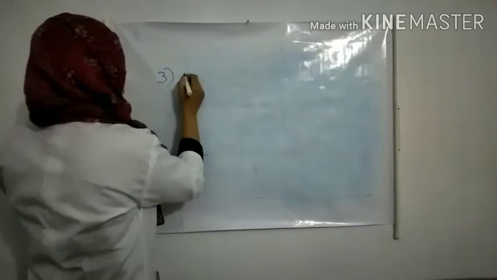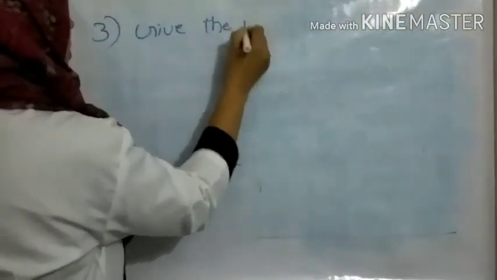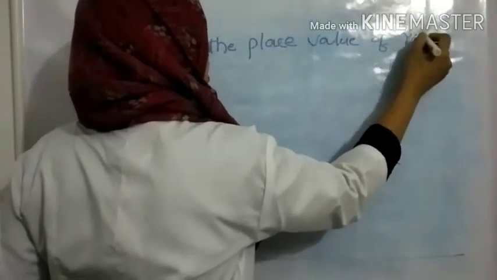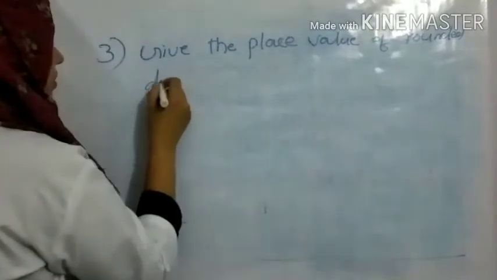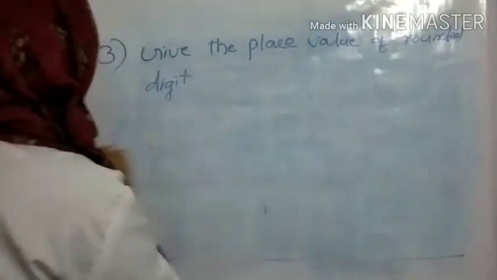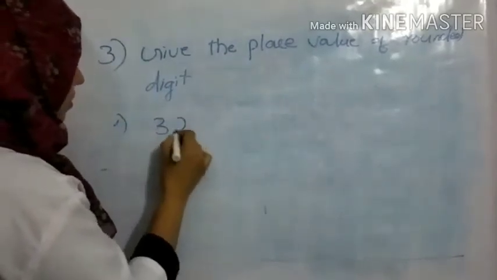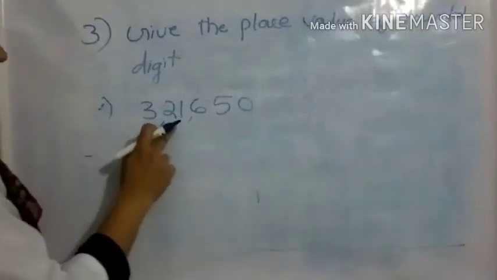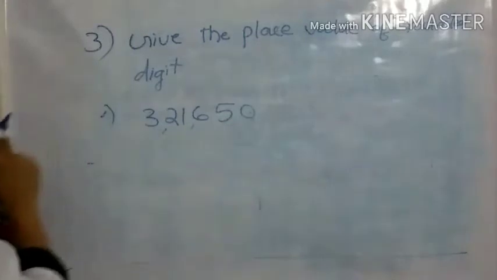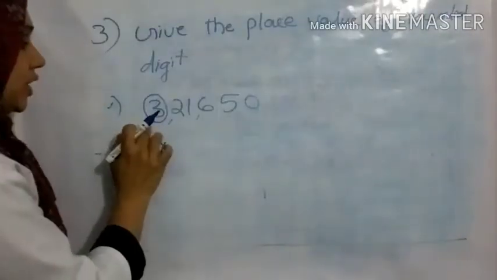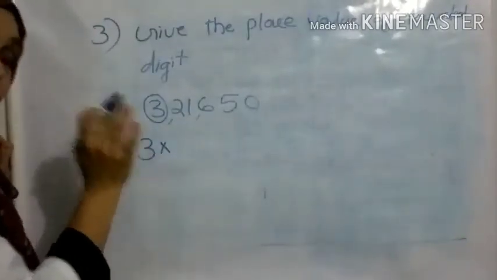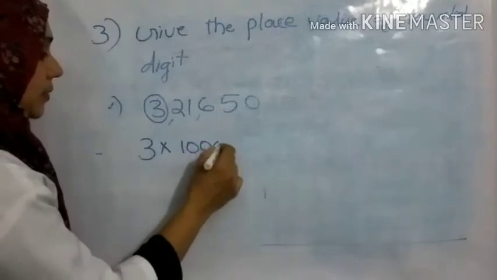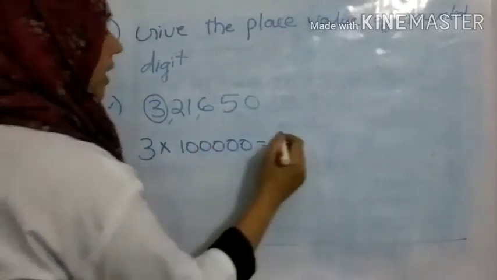Then next question, give the place value of the rounded digit. Give the place value of rounded digit. First one, place value of 3 in both system. In Indian system, we can say 3 into 1 lakh. Then what is the place value 3 into 1 lakh? 3 lakh.